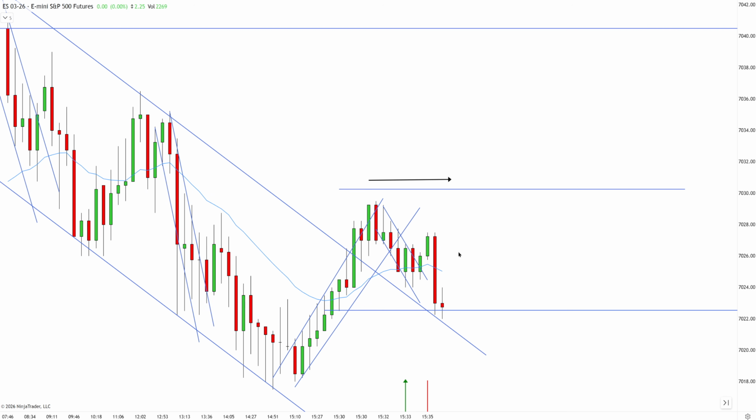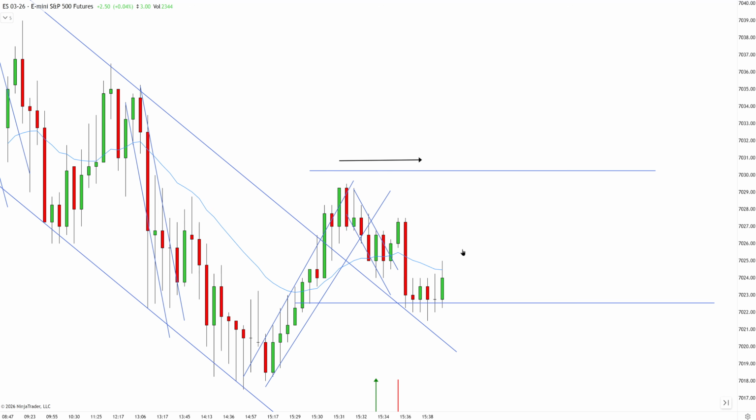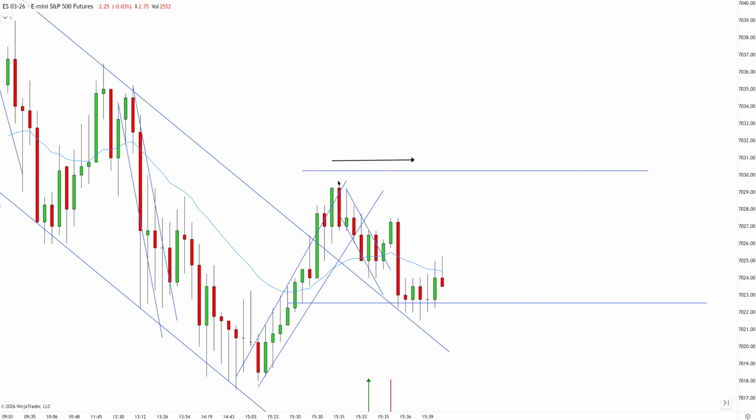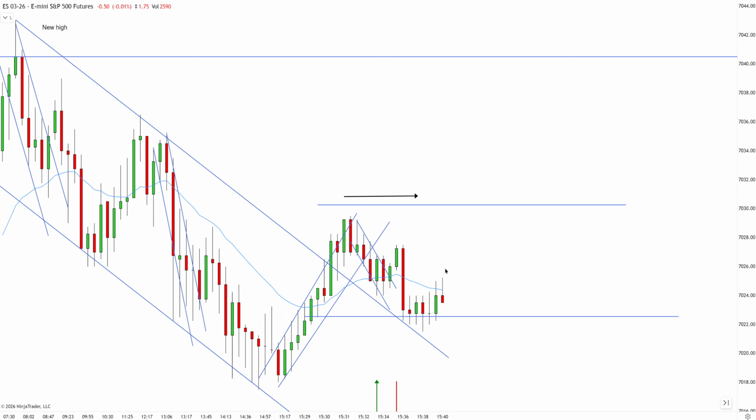Now the structure, remember, is still conflicted. And I have a failed second entry long here. New high, first attempt to go long, pullback, second attempt to go long, failure if there is going to be a break below this bar. Can you take this failed second entry long? You cannot. There are two main reasons.